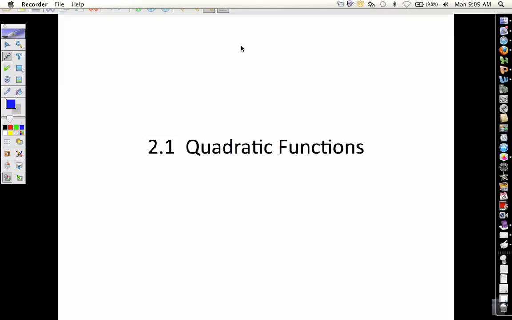This is section 2.1 for pre-calculus, and we're going to look at the quadratic function, graphing them, and putting them into vertex form. That's our main goal for today, and then be able to identify some important information.